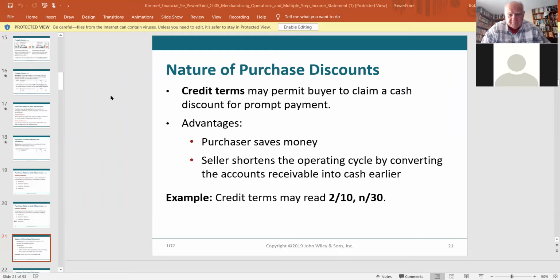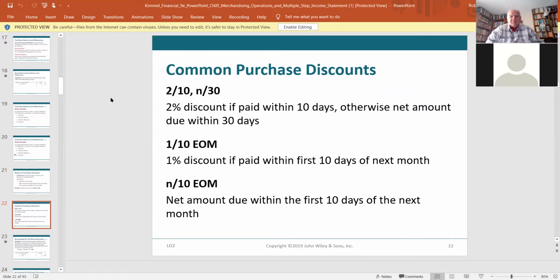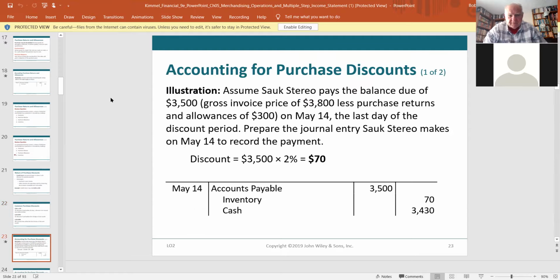Okay, purchase discounts. Companies offer discounts to spur quick payment. 2/10, net 30. We have to understand how to read these things. 2% 10, net 30 is how that's read. You get a 2% discount if you pay within 10 days. Otherwise, you pay the net amount in 30 days. You could have 1/10 end of the month or just net 10 at the end of the month. 2/10, net 30 is a very common one.